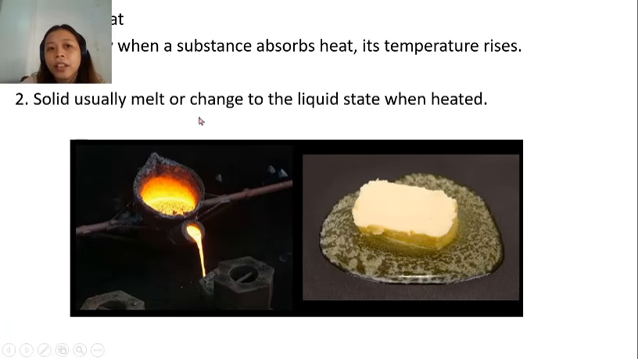So, effects of heat. What are the effects of heat? 1. Generally, when a substance absorbs heat, its temperature rises. 2. Solids usually melt or change to liquid state when heated. One example is butter. When butter is inside the refrigerator where the temperature is cold, it stays in a solid state. But when the butter is melted at a high temperature, it turns into the liquid state.